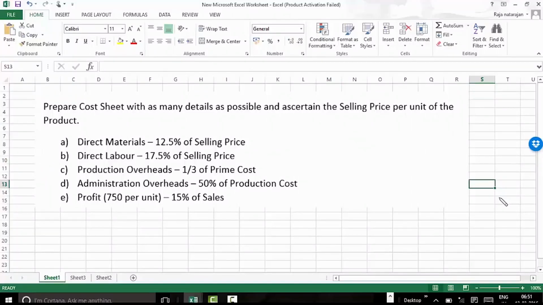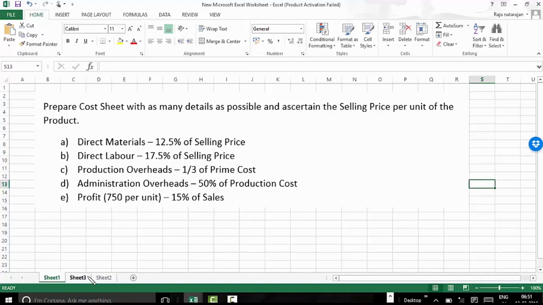Let us take one small problem in cost sheet. We have to prepare a cost sheet with as many details as possible and ascertain the selling price per unit of the product. We have direct materials 12.5% of selling price, direct labor 17.5% of selling price, production overheads, this is one third of prime cost, administration overheads 50% of production cost, and profit is 750 per unit, and that represents 15% of sales.